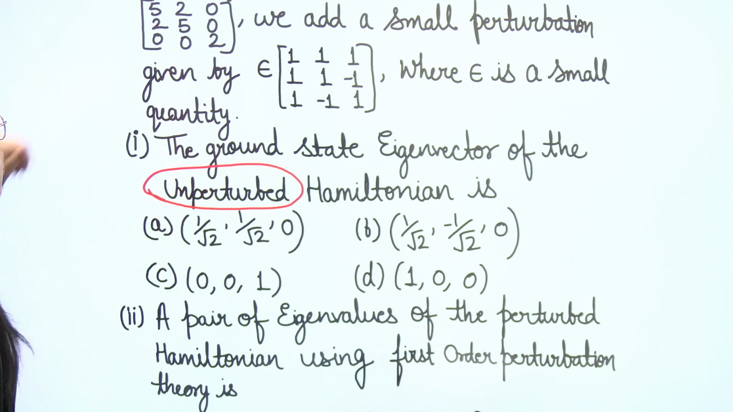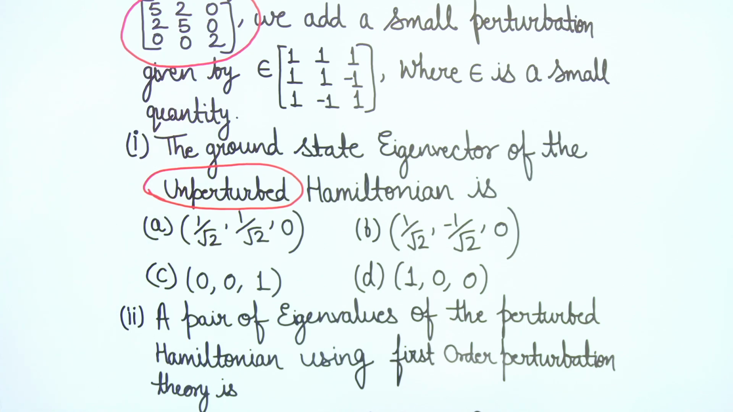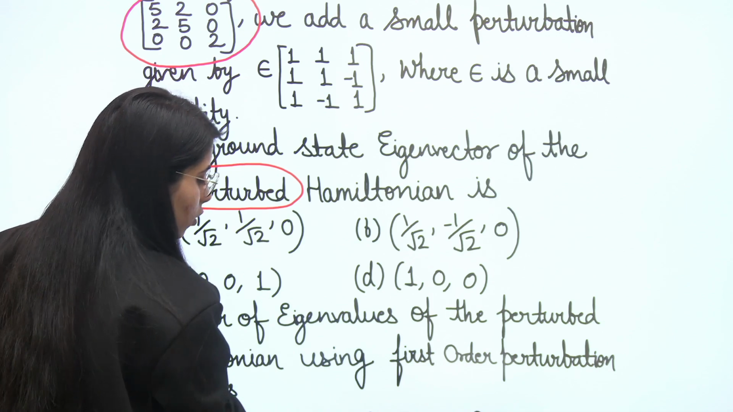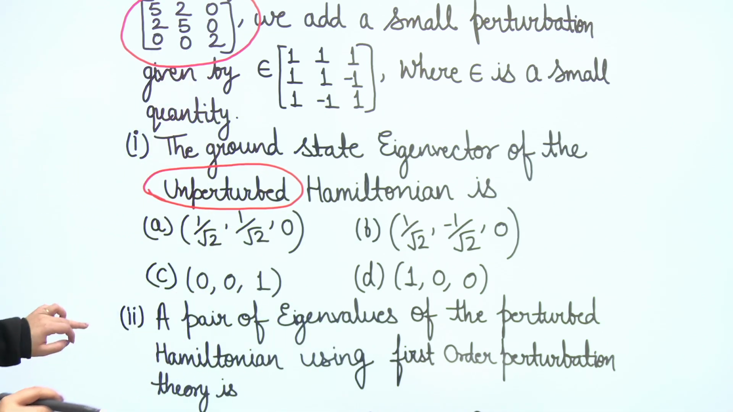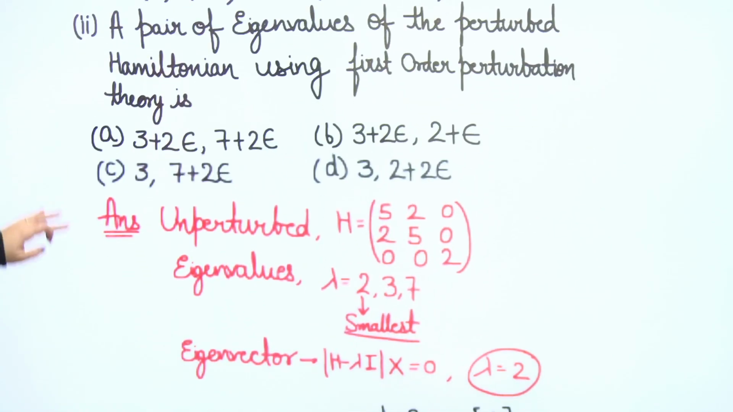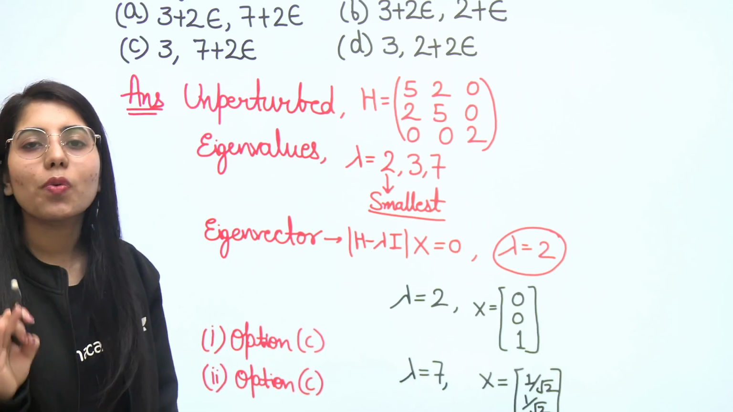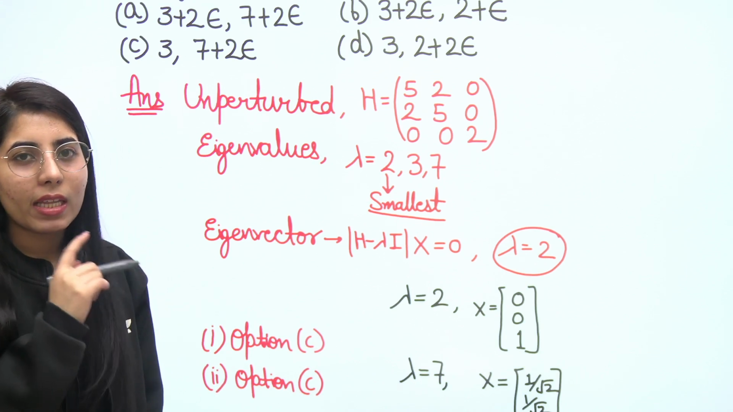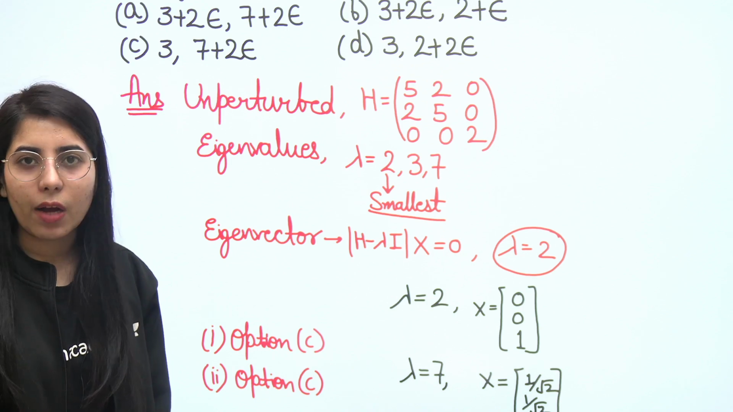Corresponding to this unperturbed Hamiltonian, you will firstly find the eigenvalues. Clear? And because it is a 3 by 3 matrix, you will get 3 eigenvalues here. So what are the eigenvalues you are going to get? I have mentioned them here. The process of finding the eigenvalues will be exactly the same as we were doing in the last question, but the 3 by 3 identity matrix you will have to consider.